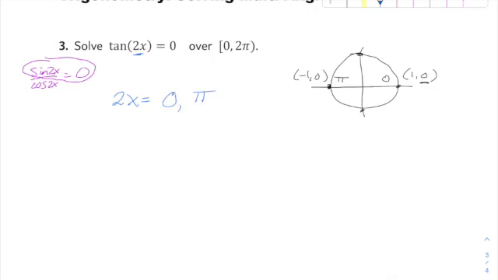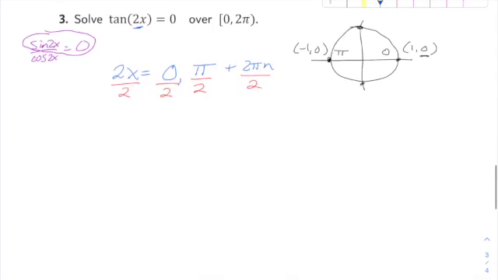Right? That's when tangent is 0 at those 2 angles, and you would add 2 pi n to those to describe future solutions. And so now to solve for x, divide by 2. So divide your solutions and your 2 pi n by 2. And you get x is equal to 0, pi over 2. And 2 pi n divided by 2 is pi n. And if you were to ask to describe all the solutions, you'd be good, you'd be done. But now you've got to actually add that amount to each one of them.